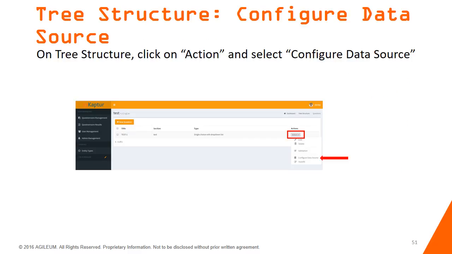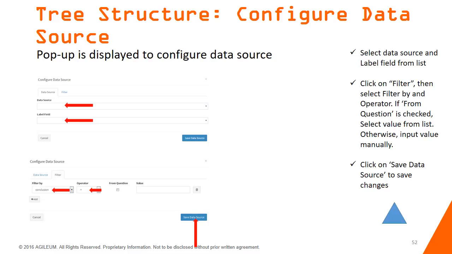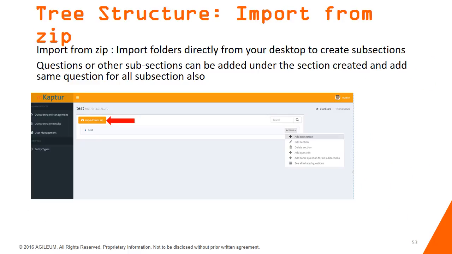Tree structure, configure data source. Click on Action, and then, select Configure data source. This will display a pop-up. On pop-up, select the data source, and, label field from list. Then, click on Filter tab, and, select Filter by, and Operator. If, From question is checked, select Value from list. Otherwise, input value manually.